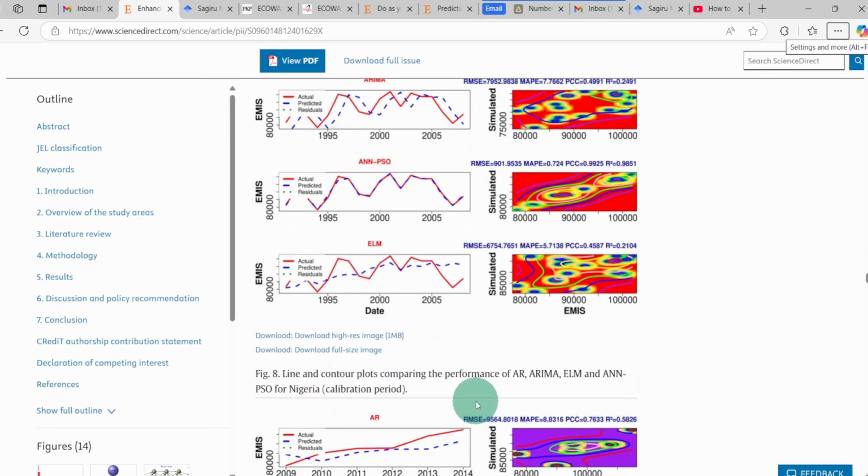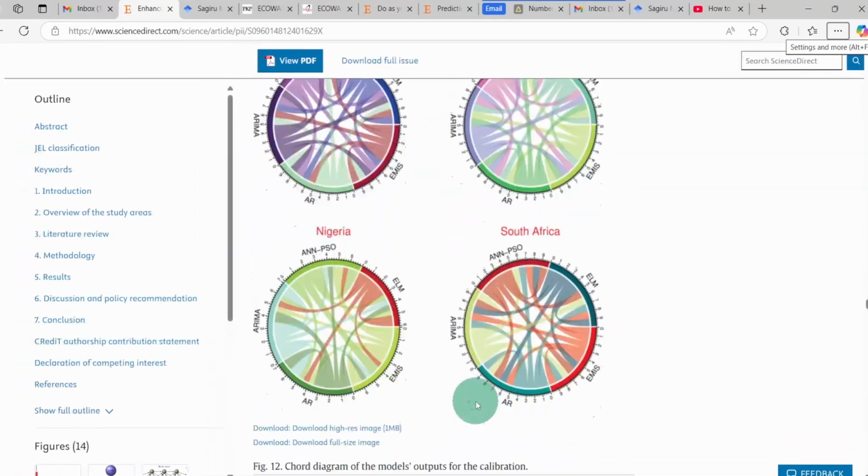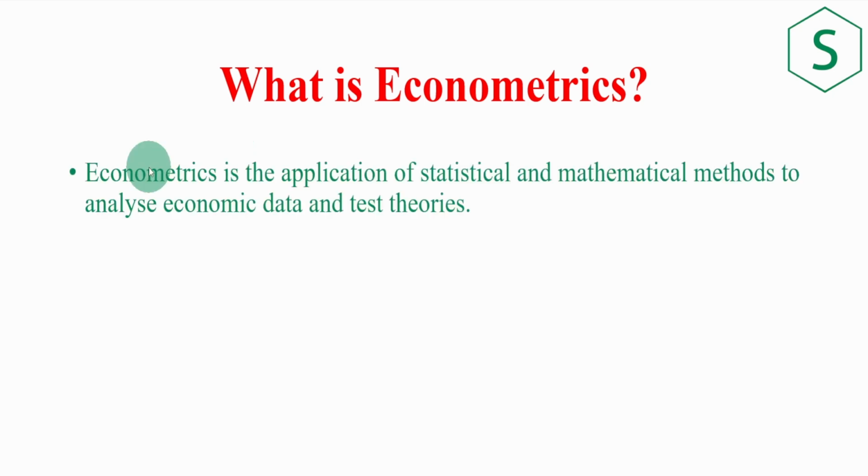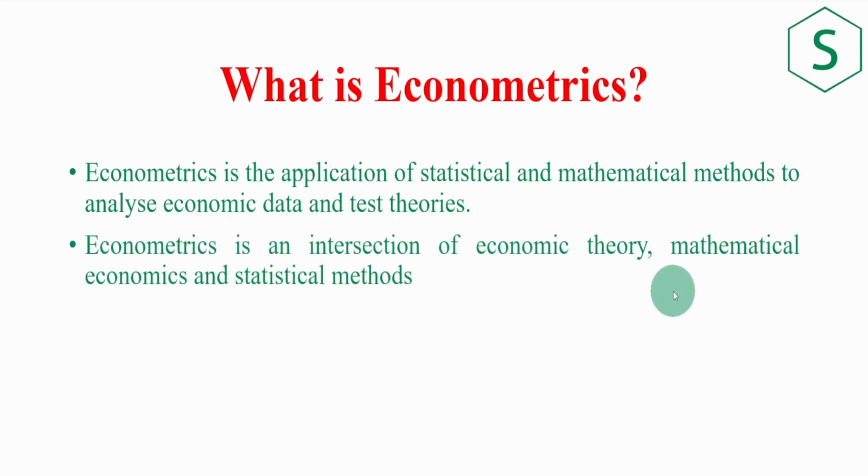What is econometrics? Why is it important? And what can you achieve by mastering it? We start with the question of what is econometrics? Econometrics is nothing but the application of statistical and mathematical methods to analyze economic data and test theories. It is an intersection of economic theory, mathematical economics, and statistical methods.